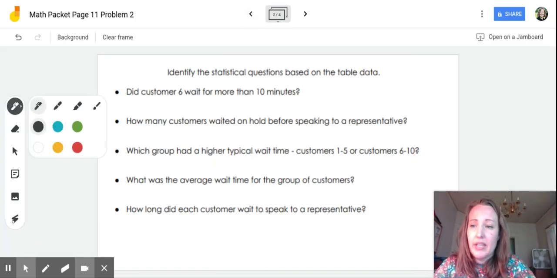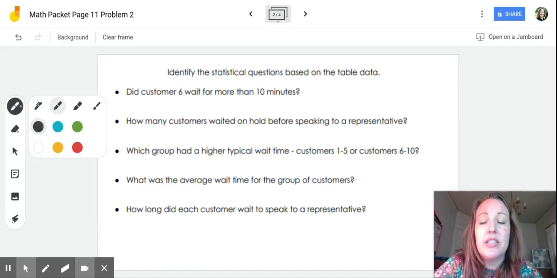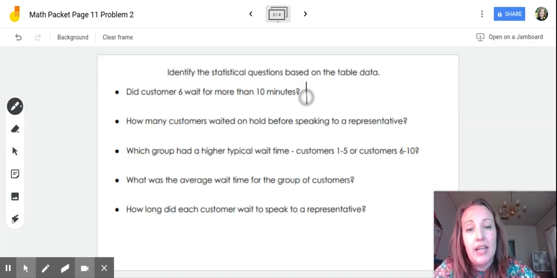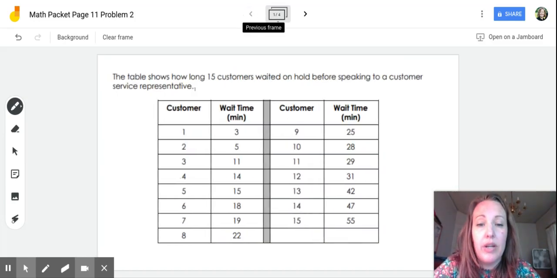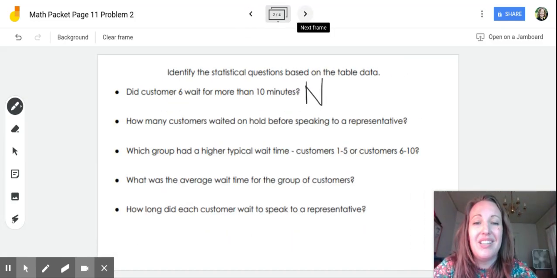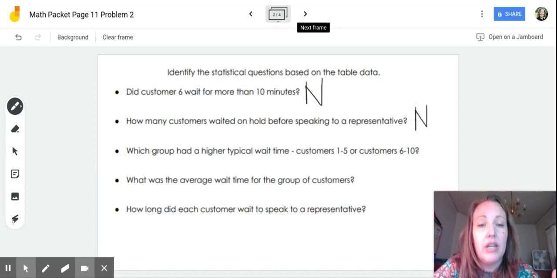And again, we're going to write either S for statistical or N for non-statistical. So, did customer 6 wait for more than 10 minutes? Well, that's a yes or no question, right? It's a fact. I'm not even actually going to go back to the data. I know that is a non-statistical question, okay? How many customers waited on hold before speaking to a representative? If you go back to your data, they all waited on hold, right? So it's just a matter of counting and looking. It's not really statistical, okay?